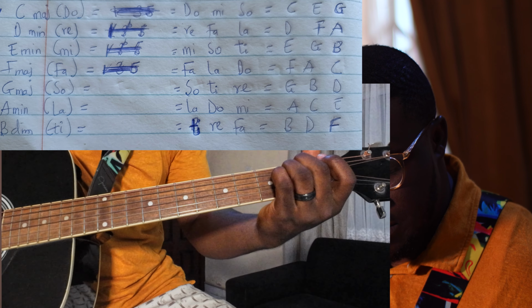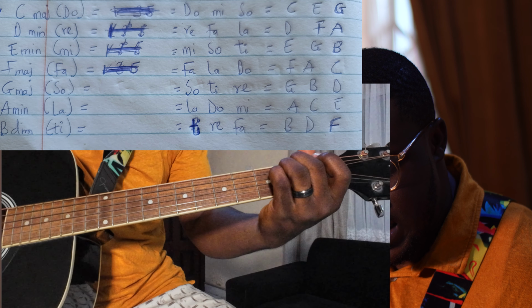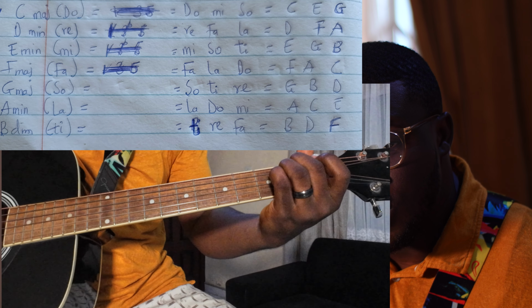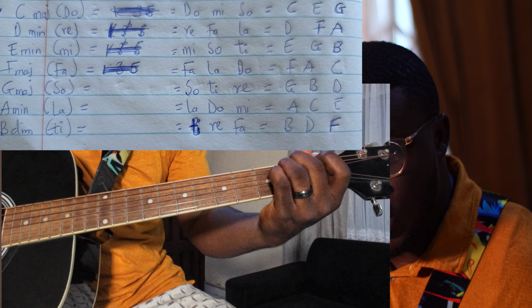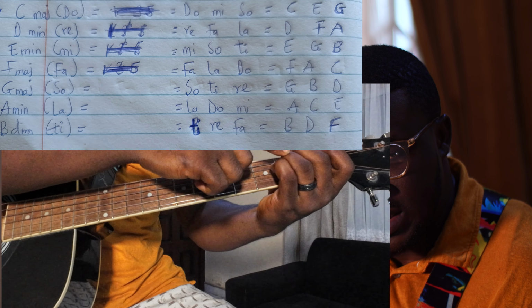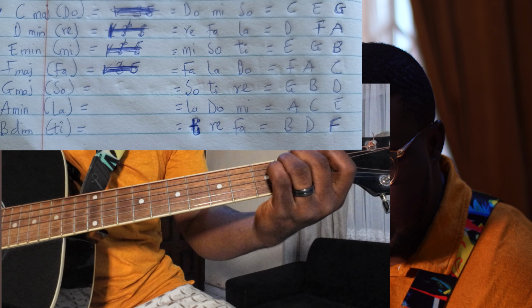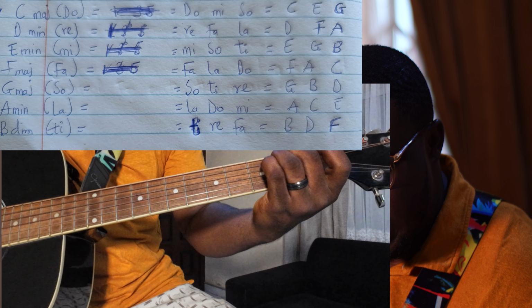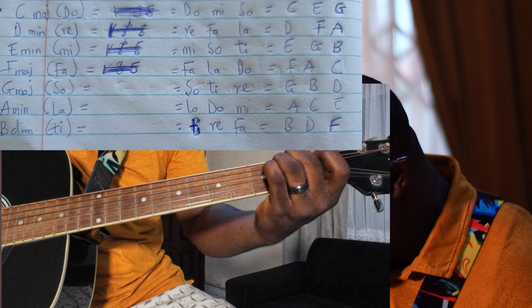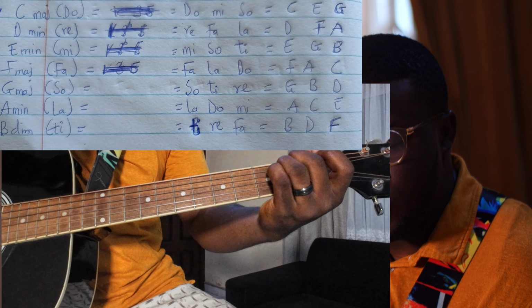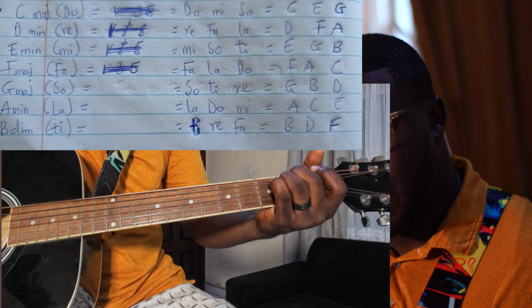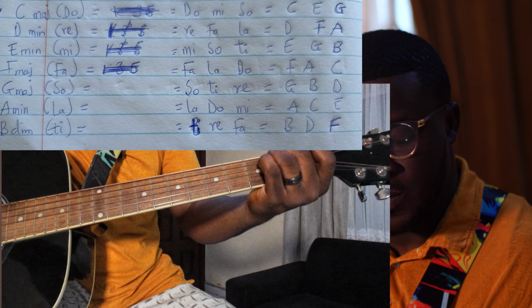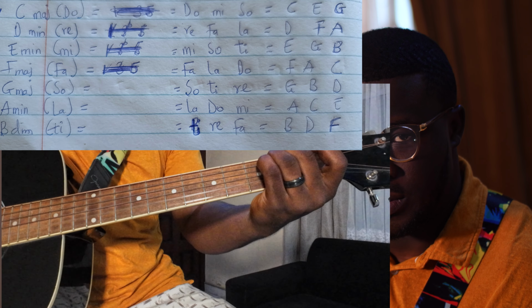Then mi, so, ti: me, so, and ti. Repeating mi is the same thing, mi so ti, mi so ti. And so the same thing about repeating and adding do, the chord is mi so ti do.